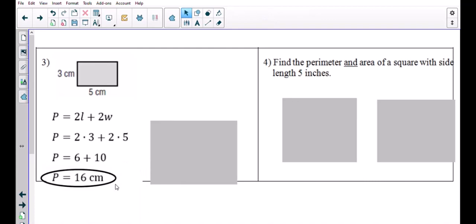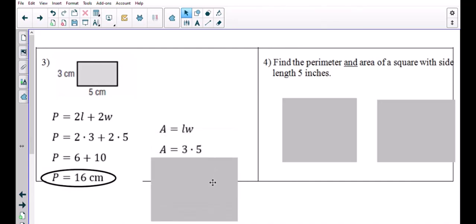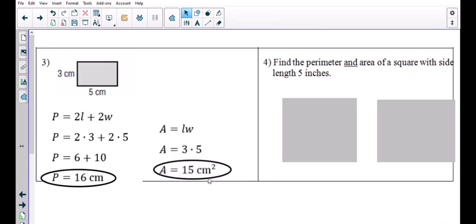And don't be afraid to pause the video at any point. If you fall behind, there's a lot to jot down here. Area is length times width. So let's take 3 times 5. Area is going to be 15 centimeters squared.